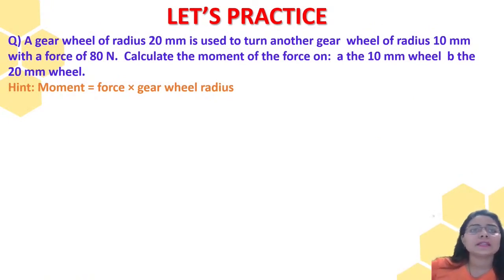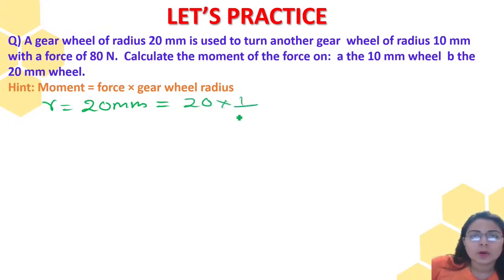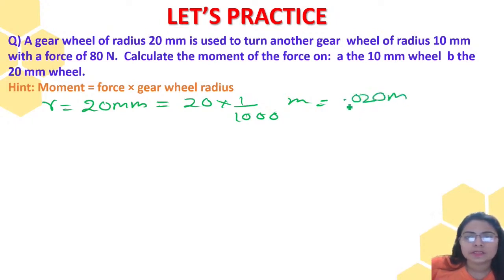So here is the question, guys. Let's practice that. A gear wheel of radius 20 mm. So here I got the radius as 20 mm. Can I convert it to the standard unit, guys? What is the standard unit for us? That is meter. So 1 meter equals 1000 millimeter. So I can say 20 into 1 upon 1000 meters, and it will be equivalent to 0.020 meters. So that will be my new radius.